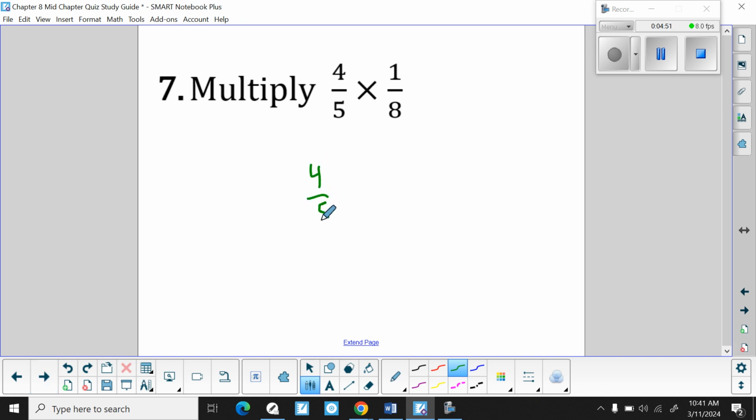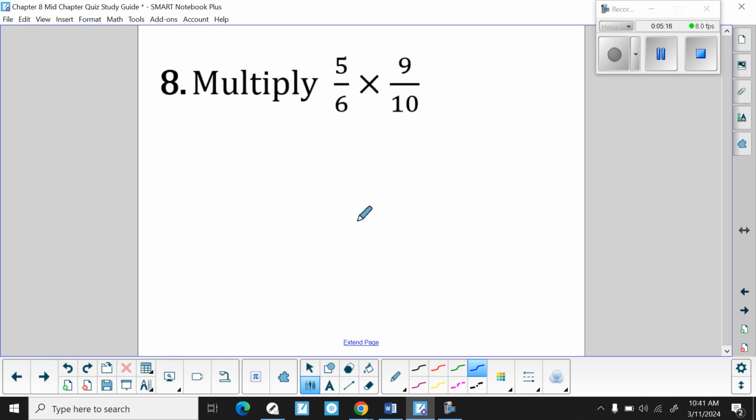4/5 times 1 over 8. 4 goes into both 4 and 8. So I'm going to simplify. 4 goes into itself once. 4 goes into 8 twice. Now, nothing else to simplify. 1 times 1 is 1. 5 times 2 is 10. 1/10. Going on to number 8.